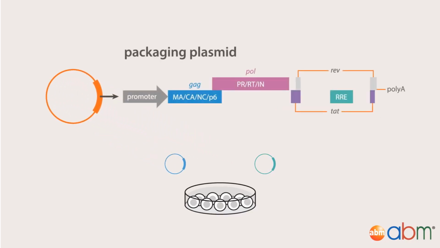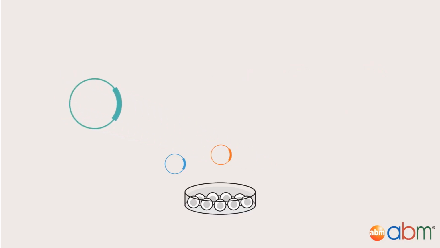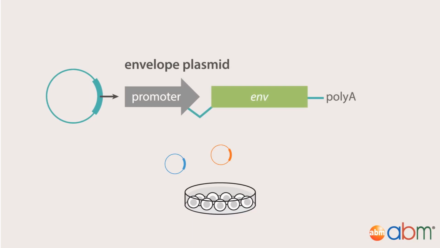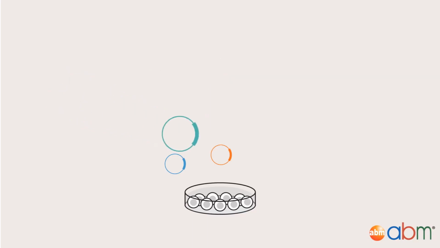The packaging plasmid is provided in trans and encodes only essential trans-acting genes, GAG, POL, REV, and TAT, that are required for entry and integration of the viral genome. The envelope plasmid contains genes encoding for envelope proteins. For safety reasons, all other genes involved in viral propagation, for example, VPR, VIF, VPU, and NEF, are excluded.